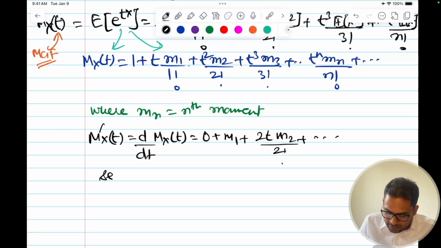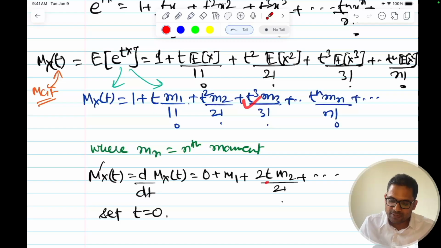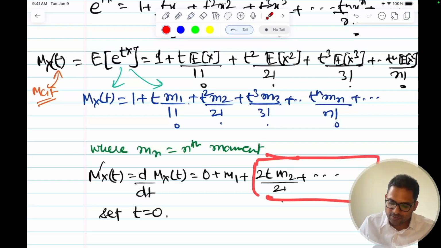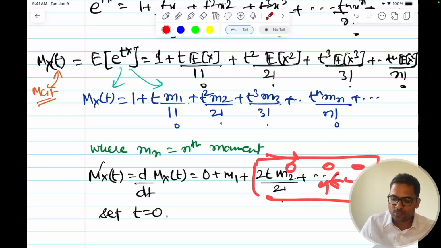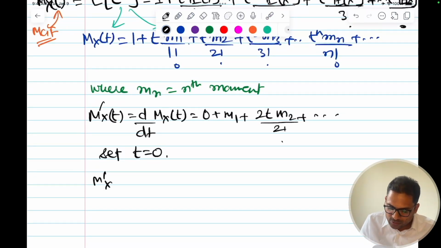Now set t equal to 0. As soon as we set t equal to 0, all these terms having t become 0. Everything after this becomes 0, because every term has a t, t square, t cube, t to the power n. Everything becomes 0. What remains is m1. So M dash x of 0 is equal to m1, the first moment.